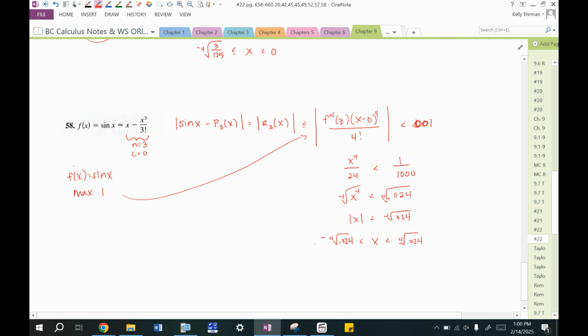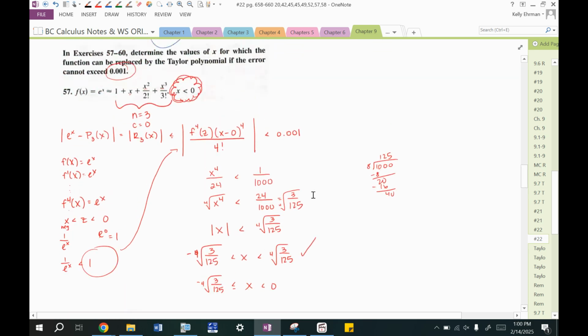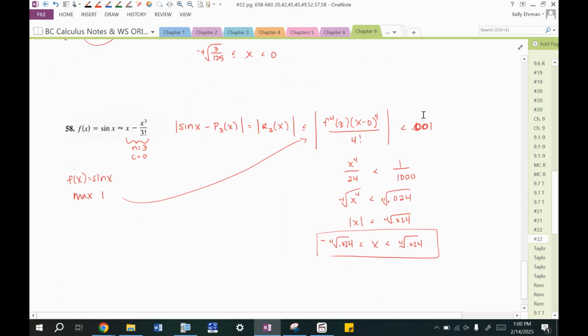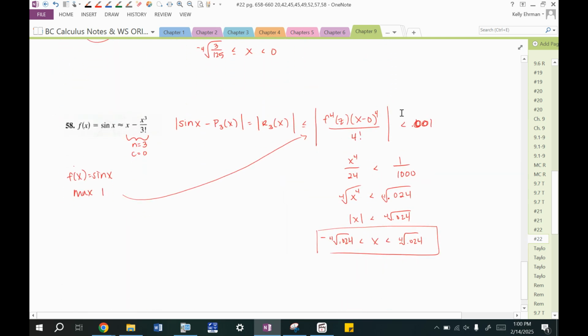And I'm not including that value because, let me look at the wording again. Cannot exceed 0.001. I guess maybe it could be less than or equal to, but I always set these up as less than. And they usually don't use that phrasing on the AP test. It will say just the words less than 0.001.